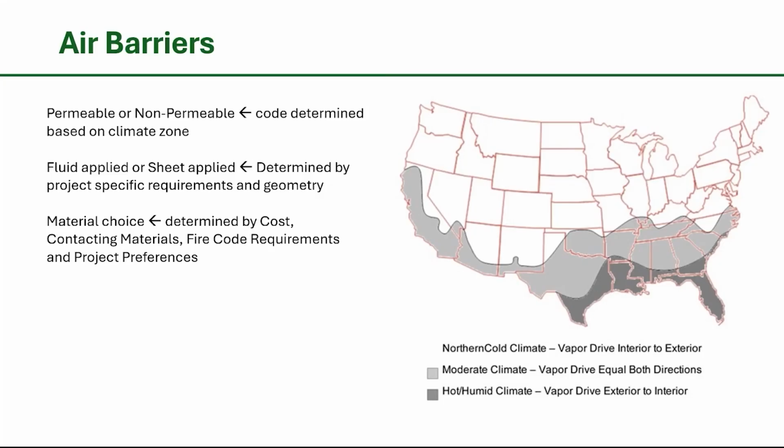But the material choice is determined by fire code requirements. And this is why there's also fluid applied versus sheet applied. Fluid applied is better for some geometries. Sheet applied is much easier on large flat surfaces. When it comes to selecting an air barrier, there's always going to be a broad portfolio to look through from each manufacturer. And it's just important to consider all the things that are going on your project. The geometry, how many penetrations there are. If there's a lot of penetrations, you might need a fluid applied. So those are all things to consider about air barriers.